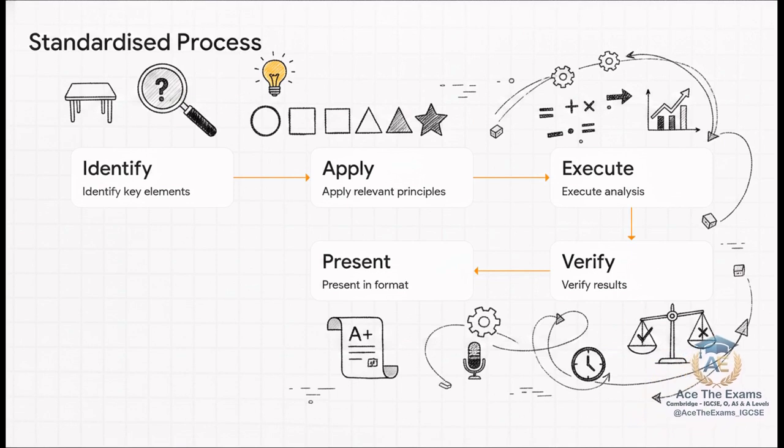Step 3. Execute your analysis with super clear working. Listen, if it's a comparative analysis question, you must explicitly identify similarities and differences using comparative connectives. Words like whereas or conversely are magic words to examiners. Step 4. Verify your results by checking the limitations or the assumptions of the method you chose. And finally, Step 5. Present the information following strict conventions.